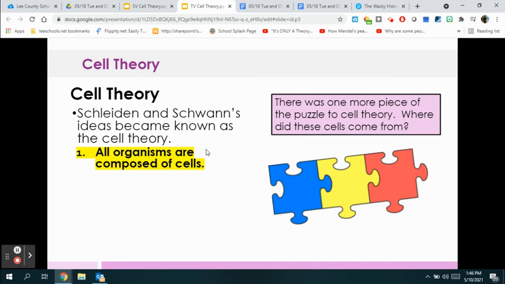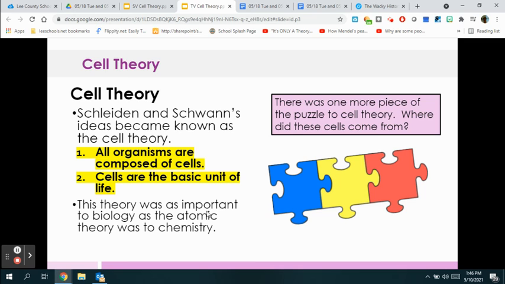The first part says all organisms are composed of cells. The second part says cells are the basic unit of life. This theory was as important to biology as the atomic theory was to chemistry. There was one more piece to this puzzle for the cell theory. They wanted to know, where did these cells come from?